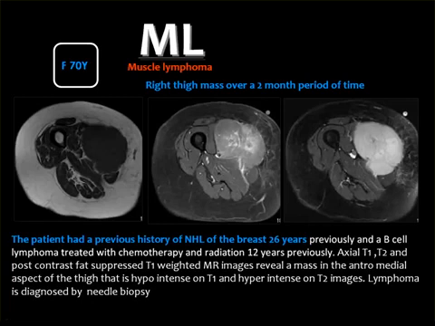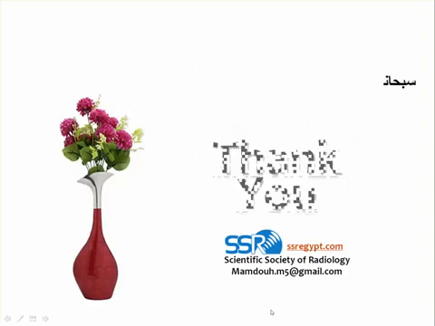thigh, including the leiomyosarcoma, the rhabdomyosarcoma, the undifferentiated type of liposarcoma, the lymphoma metastasis, and a lot of differential diagnoses in such a lesion, and you need the help of biopsy to reach the final diagnosis.